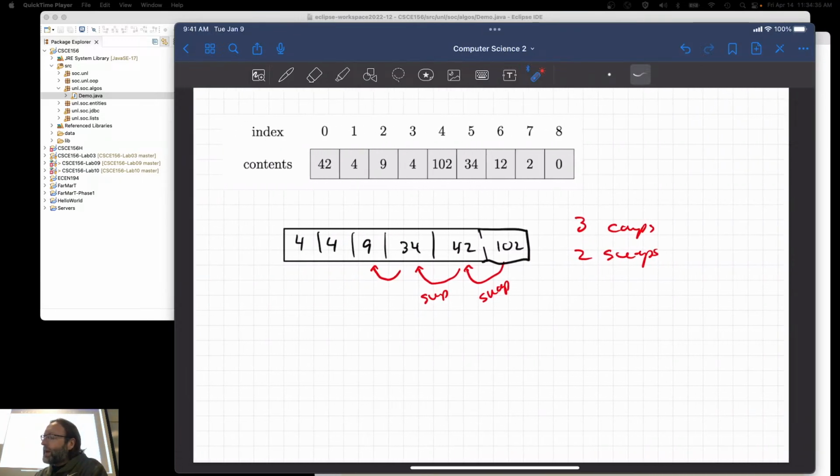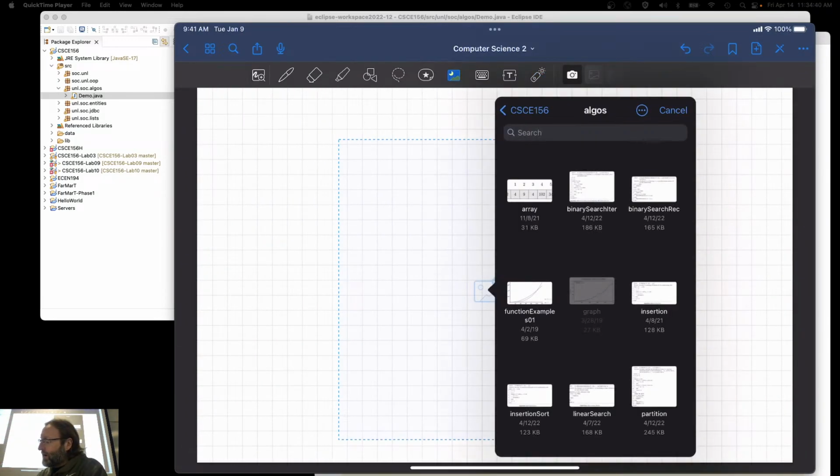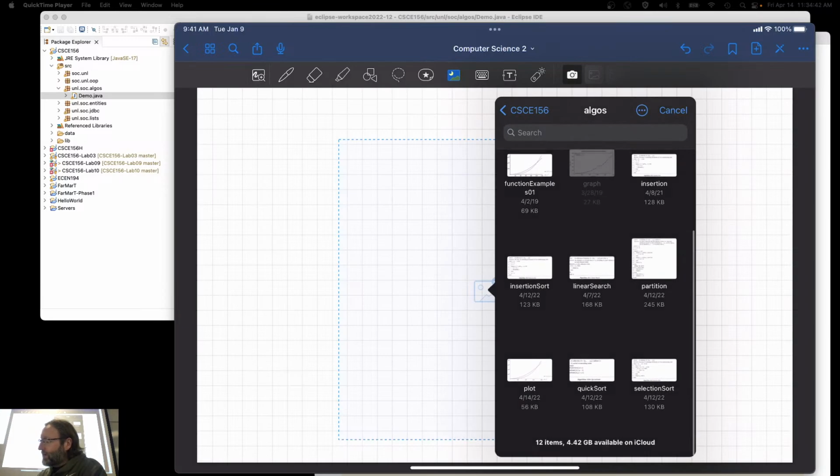First of all, let's go ahead and look at the algorithm itself here. Insertion sort. There we go.